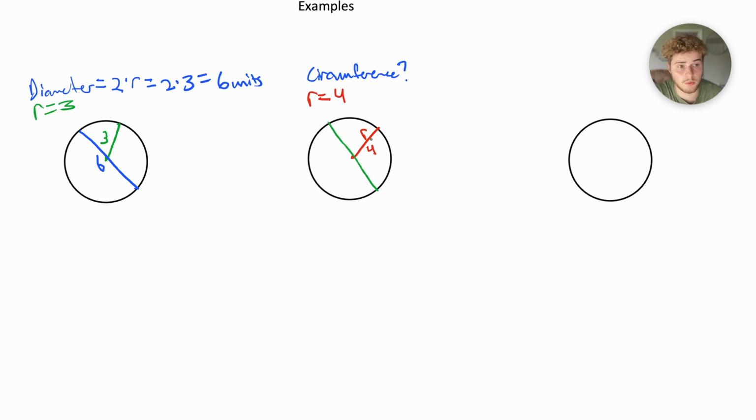We know that's going to be double the radius. So 2 times radius, radius is 4. 2 times 4 is 8 units long. So we can say the diameter is that.